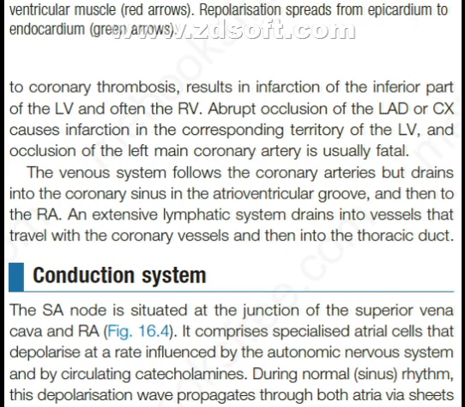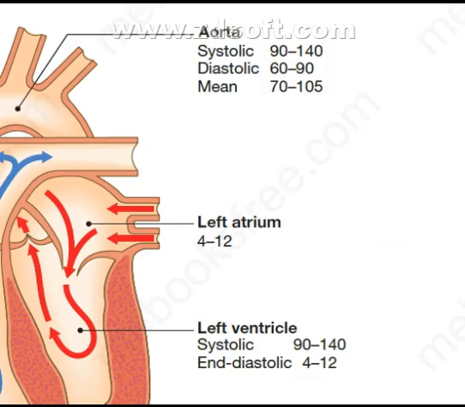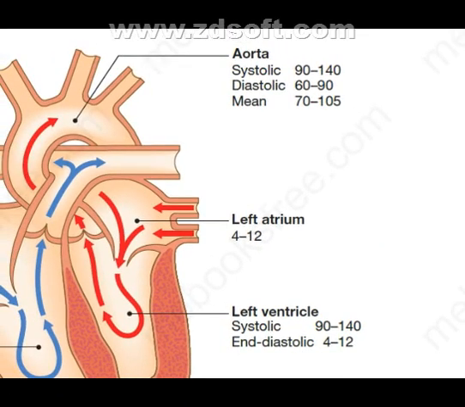The venous system follows the coronary arteries but drains into the coronary sinus in the atrioventricular groove and then to the right atrium. An extensive lymphatic system drains into vessels that travel with the coronary vessels and then into the thoracic duct. This is the diagram of a heart.